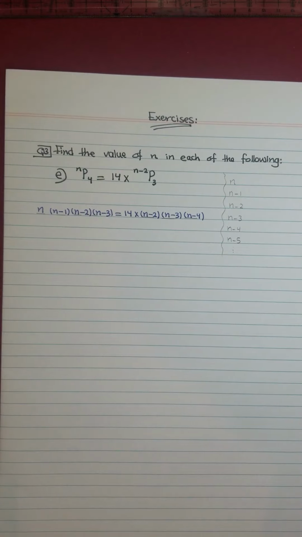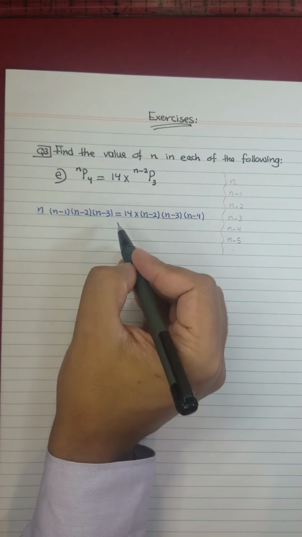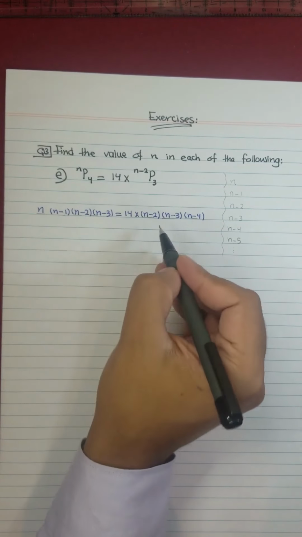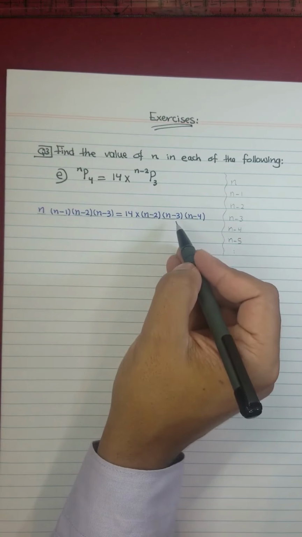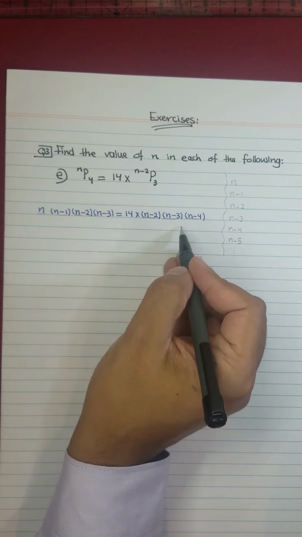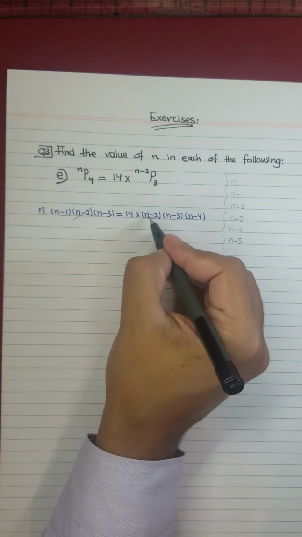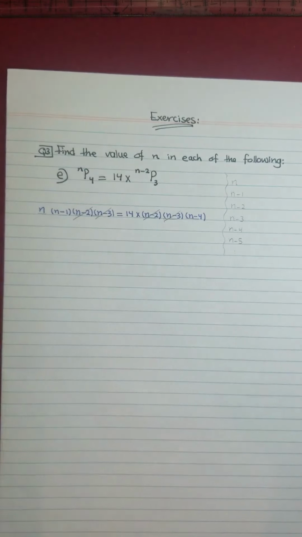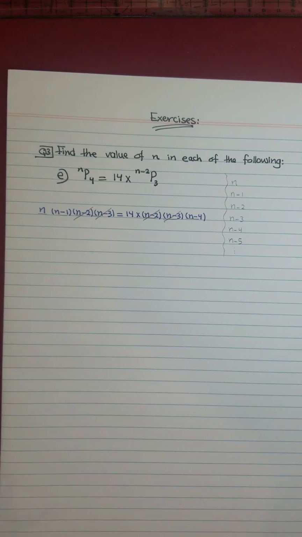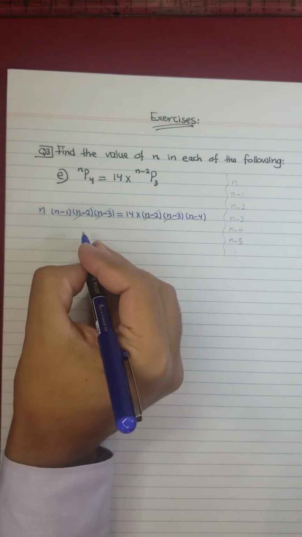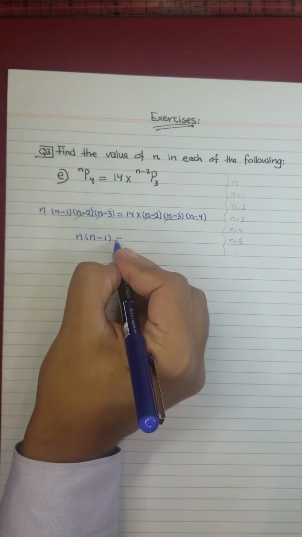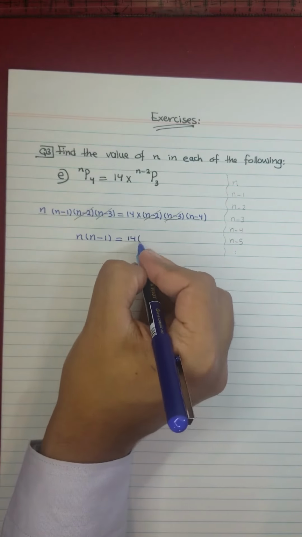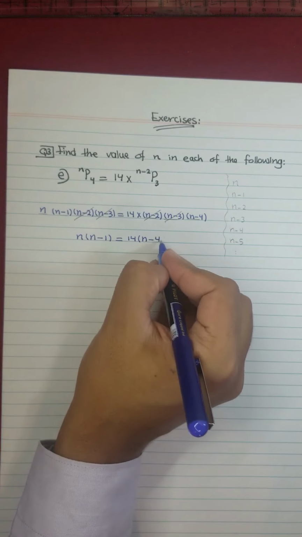Okay, good. Now what do we do? Look at this, guys. You see here these two, n minus 2 and n minus 3, are actually the same on both sides. So you can divide both sides by n minus 2, n minus 3, or you can just cancel them from both sides. Okay? So what do you have now? So you have n multiplied by n minus 1 equals 14 multiplied by n minus 4.